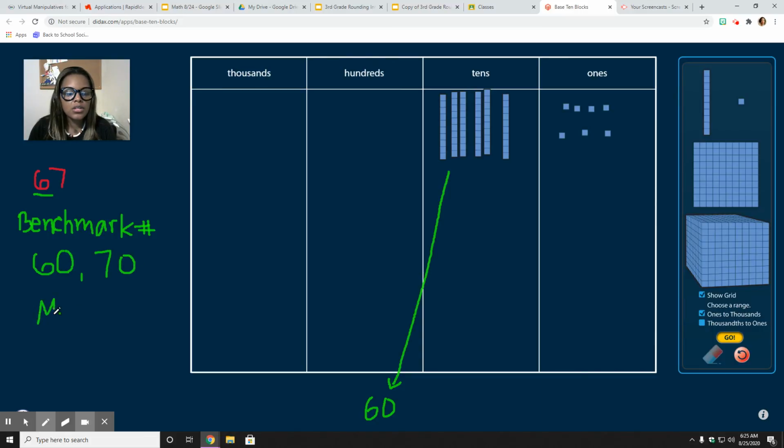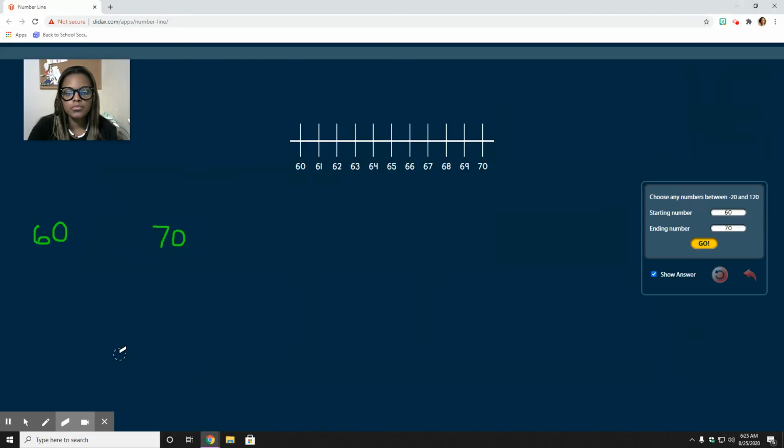But there's also another number we need to identify. We need to identify our midpoint. The midpoint is basically in the middle of two equal groups, the number that's in between two equal groups. So to do this, we need our number line. Let's go back to our number line. Now we've identified that one of our benchmark numbers is 60, the other one is 70. We jumped by multiples of 10. Now we need to find the midpoint.